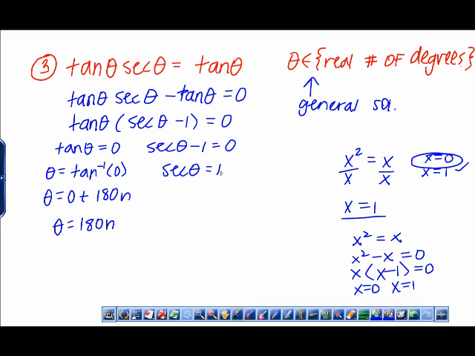Okay, here I have secant theta equals 1. Well, this is just like saying cosine theta equals 1. Now, generally, we'd have to change this number, take the reciprocal, but in this case, the reciprocal of 1 is 1. So then I would say that theta is equal to arc cosine of 1. And where is cosine equal to 1?